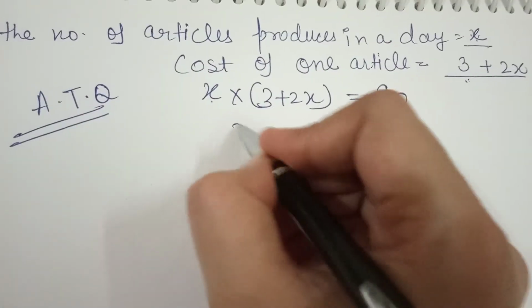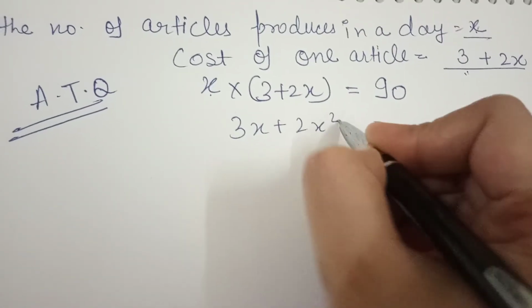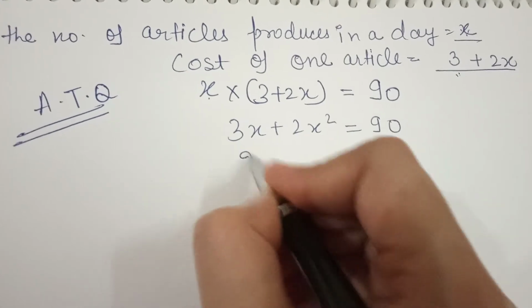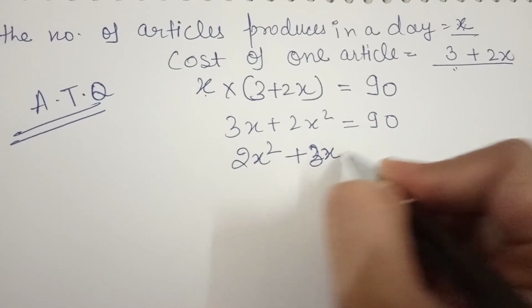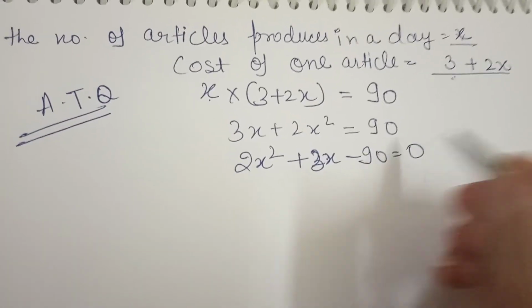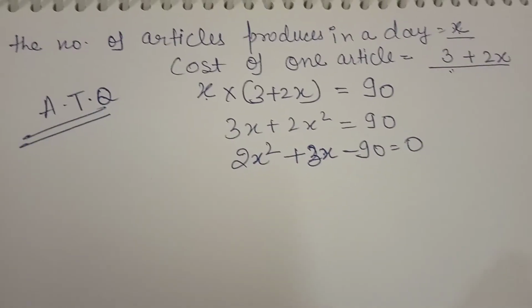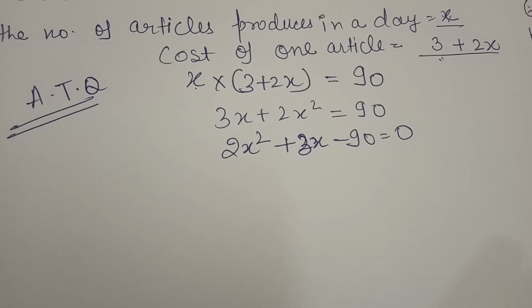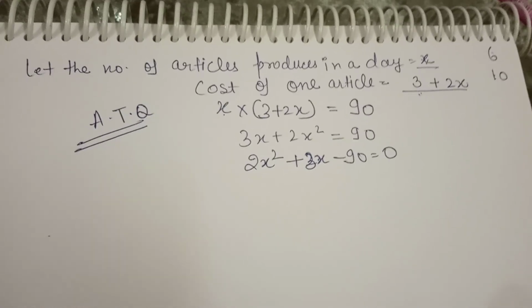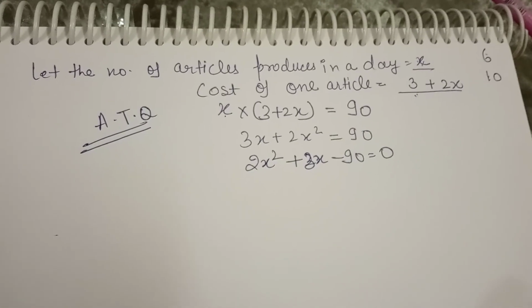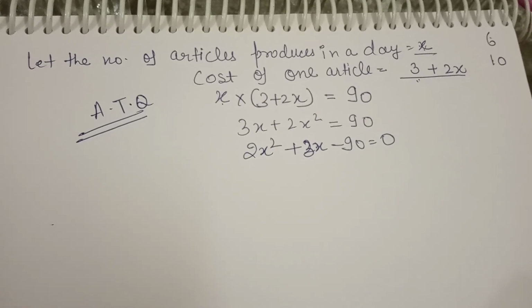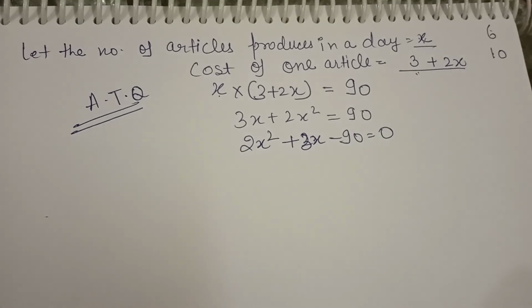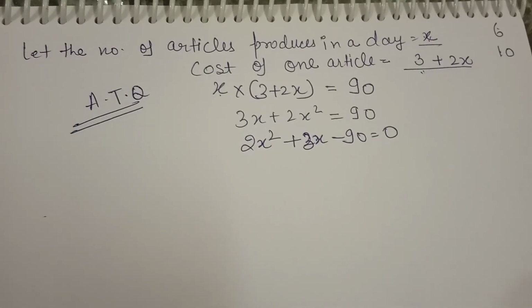So 3 into x, 3x plus 2x square equal to 90. So what will be the equation? Standard form. 2x square plus 3x minus 90 equal to 0. Fine. So students, we have formed all the equations. So you solve and complete this exercise 4.2. If you will get any problem, then write in a comment and I will solve that also. Okay. Thank you.